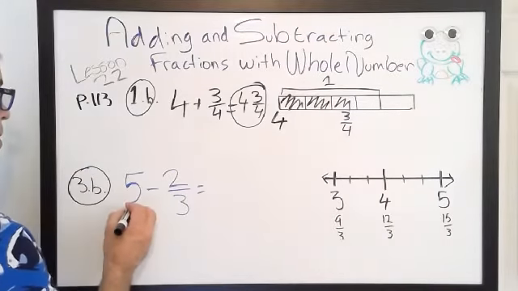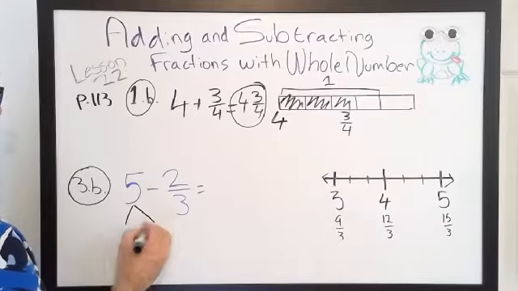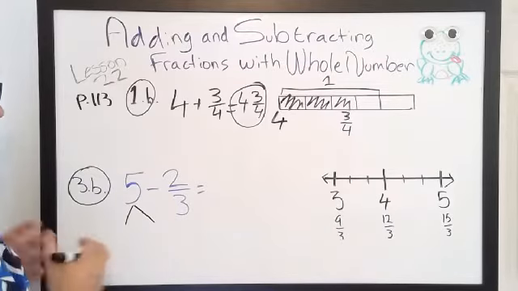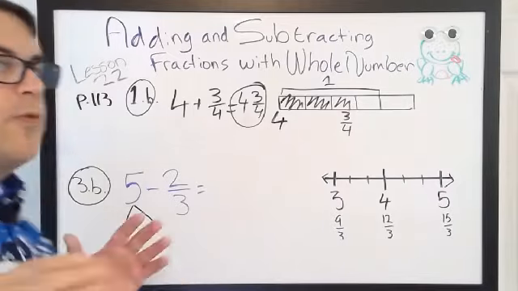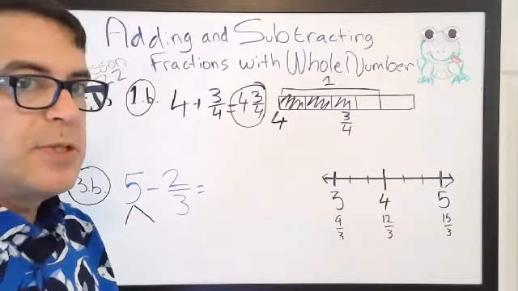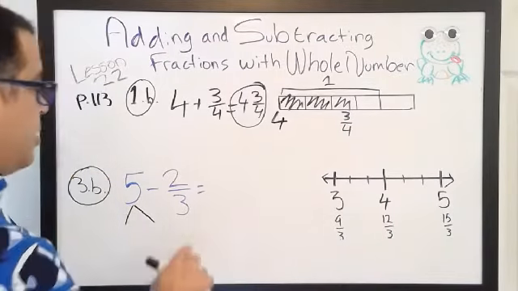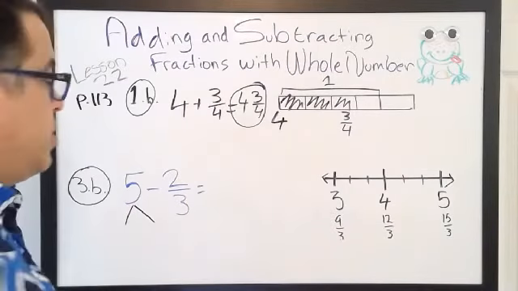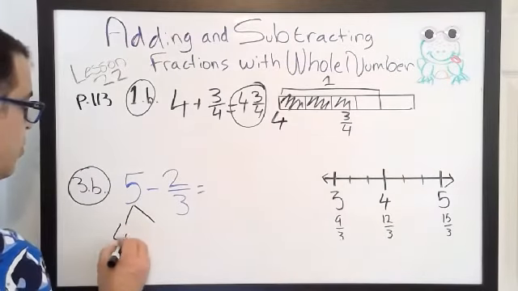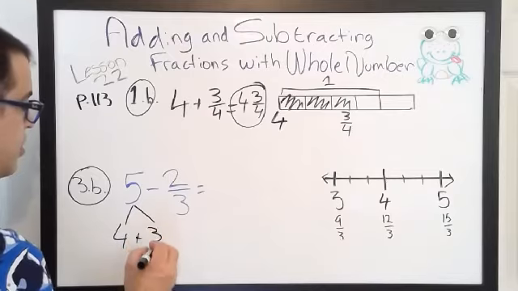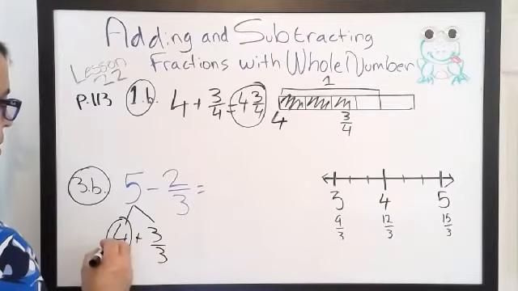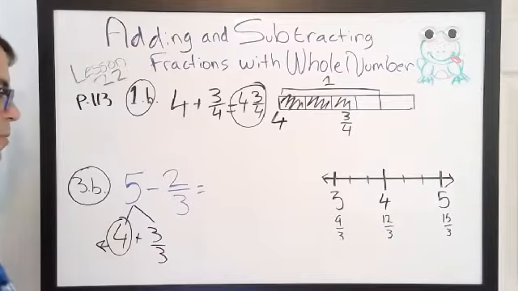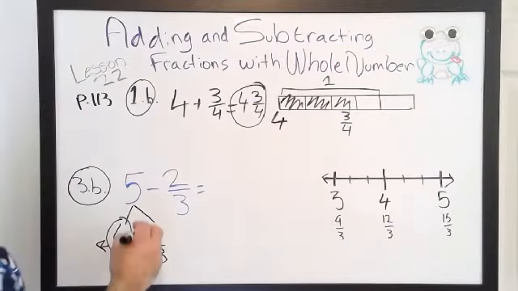So let's do that. Take 5. I can pull 5 apart into 4 plus 1 or 4 plus 3/3. Remember, we're dealing in thirds here. 3/3 is one whole number. So that is 4 plus 3/3. I can take this 4 and it can sit on the side over here for a minute. Now I want to look at this.